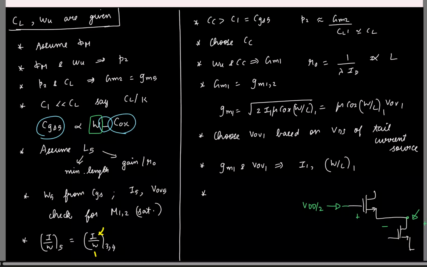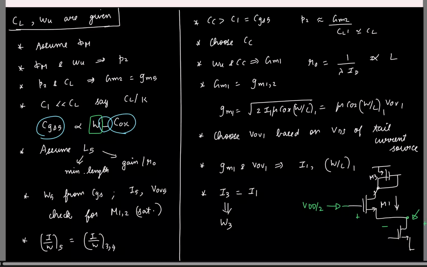Isn't it? Yes. So what is the current flowing through the transistors 3 and 4? It's I1, right? The current flowing through the transistor M1. Remember, this is M1, this is M3, so whatever current flows here is what is going to flow through M3. I know the current I3 is same as I1, so this will give me the width.